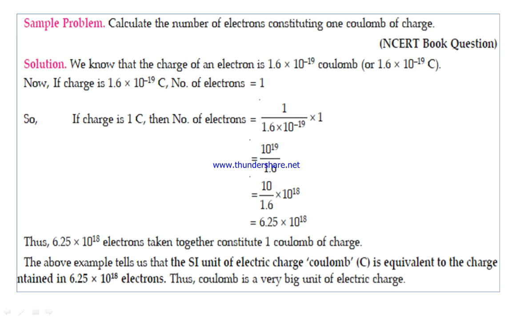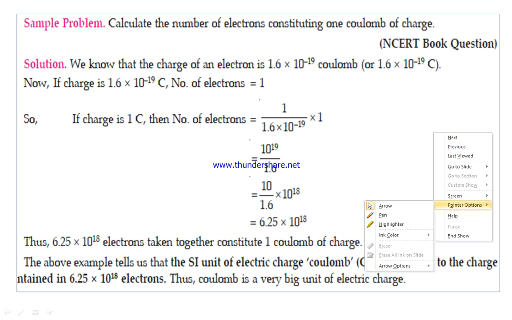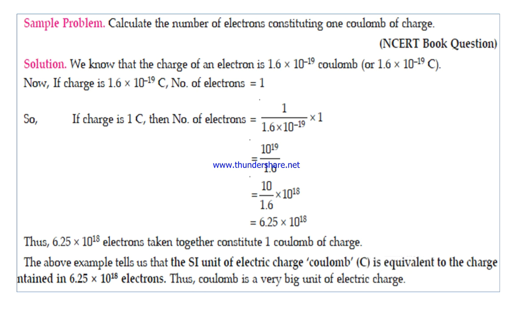Now I want you to focus on a sample problem given in the NCERT book: calculate the number of electrons constituting 1 coulomb of charge. We have discussed in a previous slide what the charge is on a single negative ion, that is on an electron or a proton. But now I want you to see how many electrons a coulomb can contain. So that is the question we have to solve here.